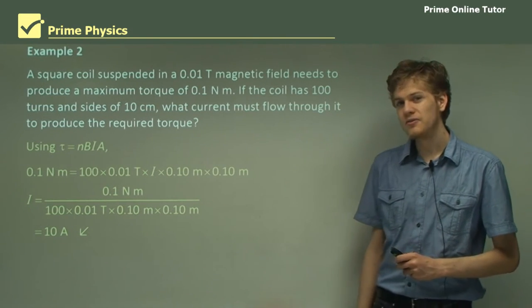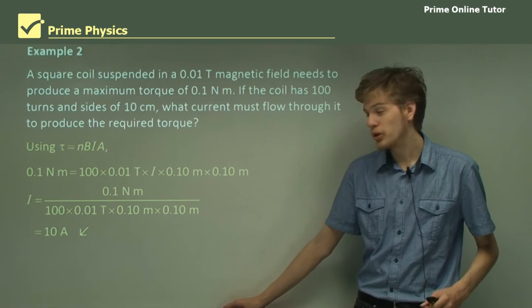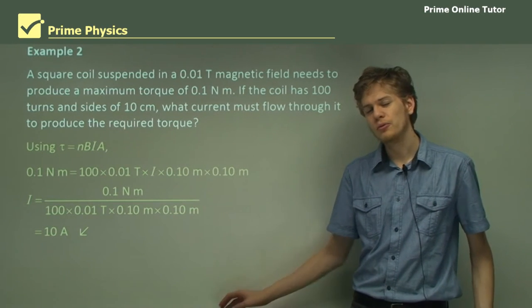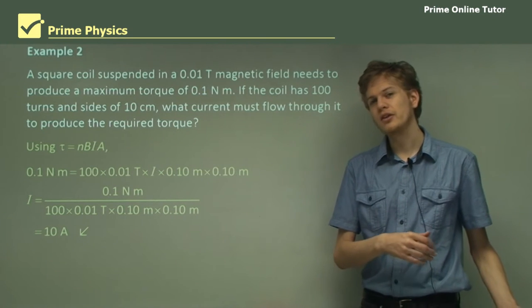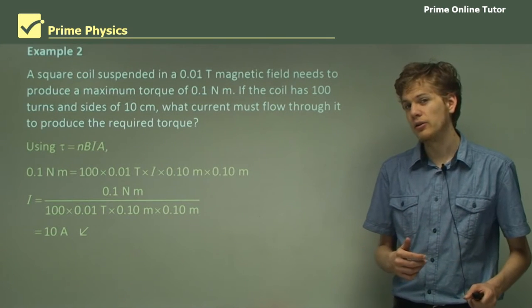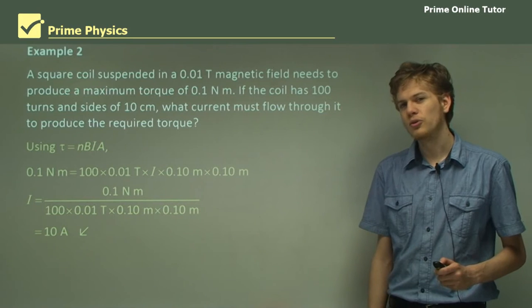All right, so that's the end of the theory. We've gone through a couple of examples. We've gone through the magnitude of the torque on a current carrying loop. So let's go on to some questions.